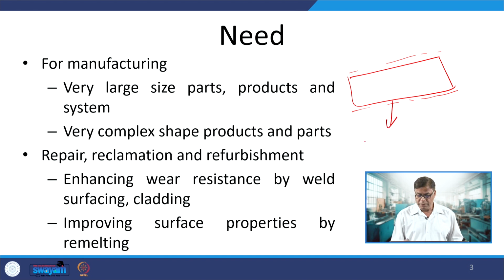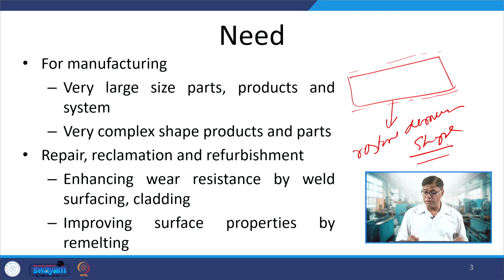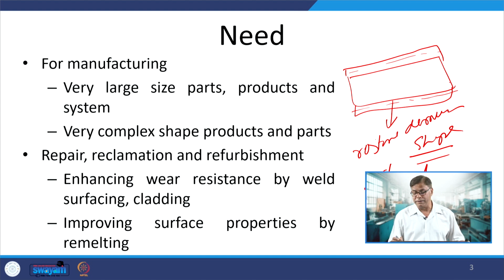So, what is done? We try to restore the dimensions and shape. So, for this purpose what we do? We do the reclamation. In reclamation what is done? The layer of the material, or layer of the compatible material, is deposited over the surface, and then it is machined out, so that the dimensions are restored.